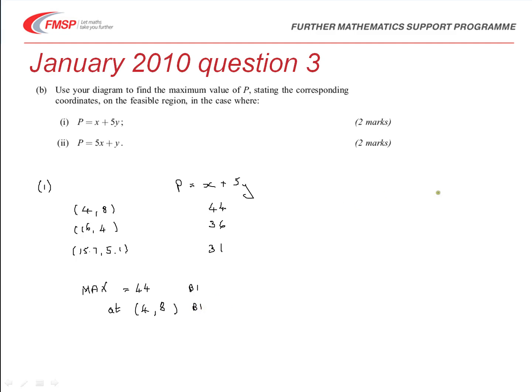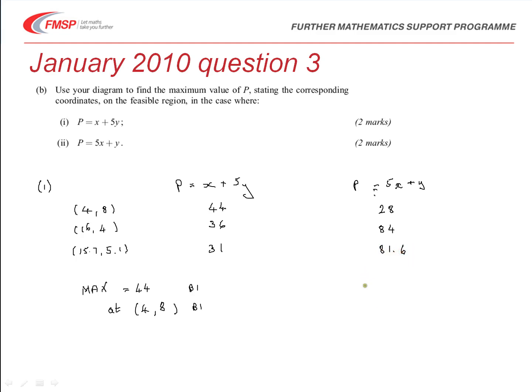Similarly, if we've got P equals 5x plus y, we can do the same for this one. So 5 times 4 is 20, plus 8 makes that 28. The next one is 5 times 16, which is 80, plus 4 makes 84. And this one, 5 times 15.7. Well, 5 times 16 is 80, so we've got to take away 1.5, so that's 78.5, 78.6, that will make 81.6.